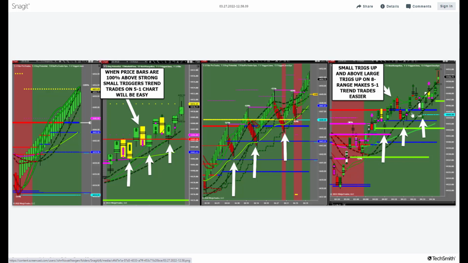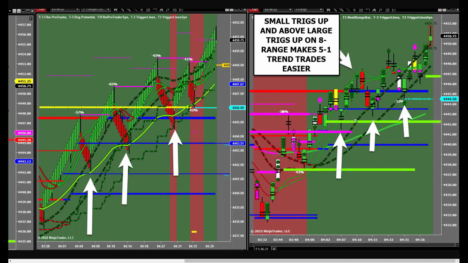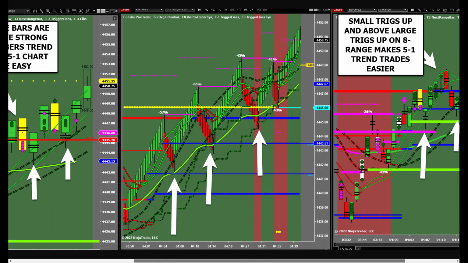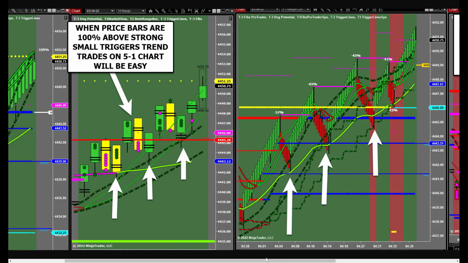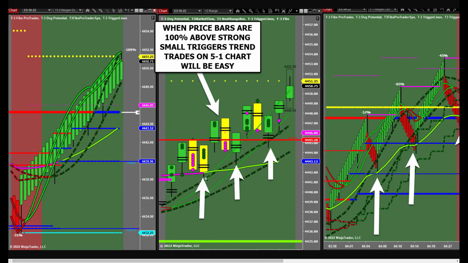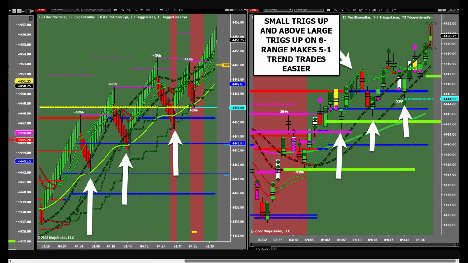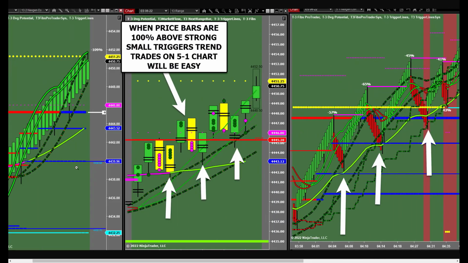So here's basically what it looks like. 8 range on the right hand side, right? You guys are familiar with that. This is the Ninja 8 version. Trend trades on your 5-1 chart, and then the addition that I have is a 13 range chart. A 13 range chart is very similar to a 21-3 chart, which is not shown here. I have a 13-2 here, but if you built a 21-3 chart, this chart and the 21-3 chart are very similar, the same way the 13-2 chart and the 8 range chart are very similar. The 13 range and a 21-3 chart are very similar.